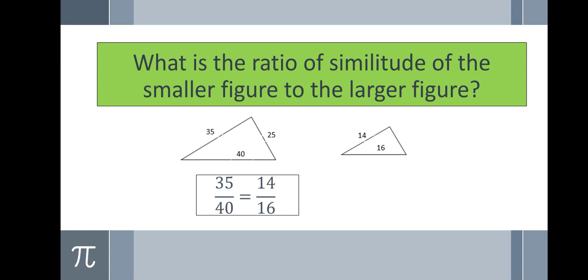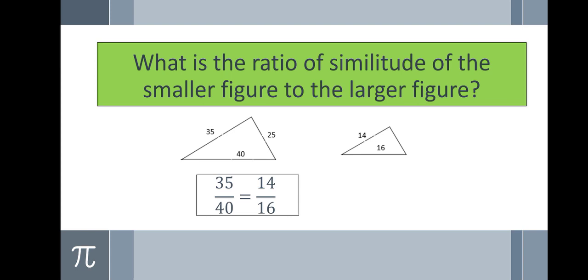So that means the side with 35 units corresponds to side 14. Side 40 corresponds to side 16. That is 35 over 40 is equal to 14 over 16. Now we will simplify. In order to get the ratio of similitude, we must get the same answer when we reduce these two fractions. 35 divided by 40. In order to simplify this one, all you have to do is think of a number that can divide 35 and 40 without getting any remainder.